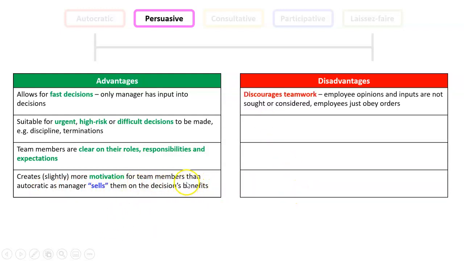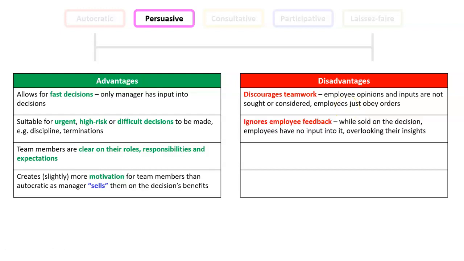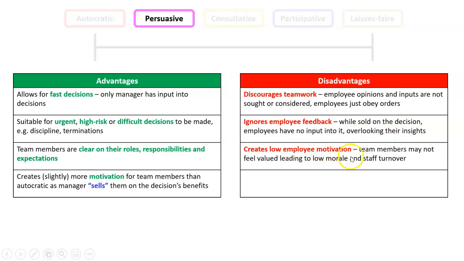What are the drawbacks? Again, it's going to be similar to autocratic, but we can say it discourages teamwork because the employee opinions and input are not sought or considered. Employees just obey orders, so all the important stuff's being done just by one person, which is the manager. And like autocratic, it ignores employee feedback, so while sold on the decision, employees have no input into it, which overlooks their insights. It creates low employee motivation.